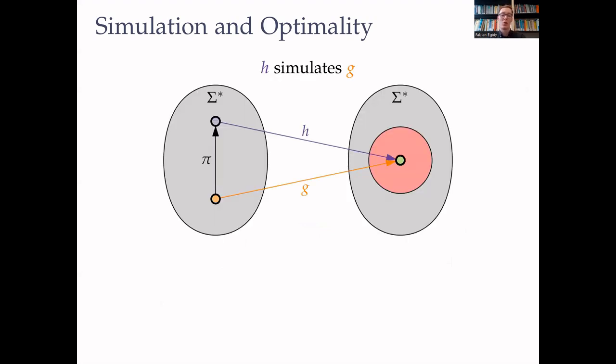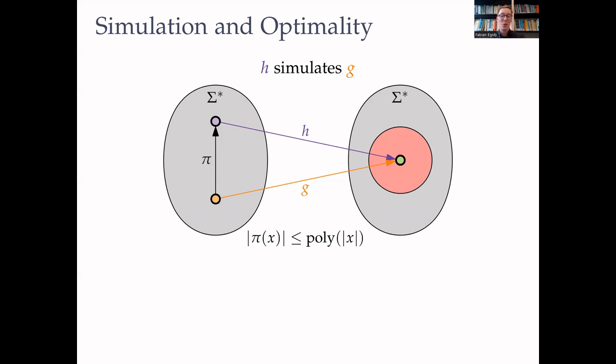Okay, next we want to compare proof systems with each other. And for this, we use the notion of simulation, which compares proof systems based on the lengths of their proofs. We say that a proof system H simulates a proof system G if we can translate any G proof for a statement into an H proof of the same statement. And the translation of the proof increases its length at most by a polynomial.